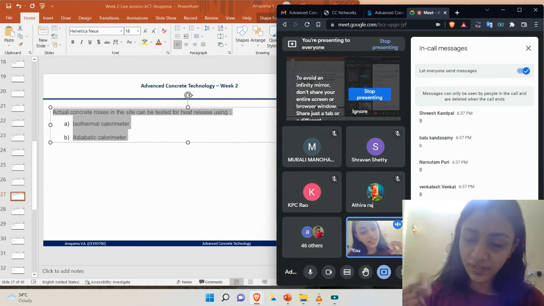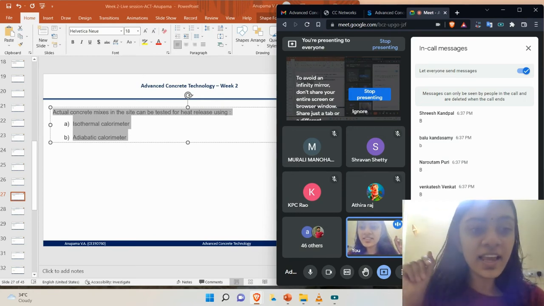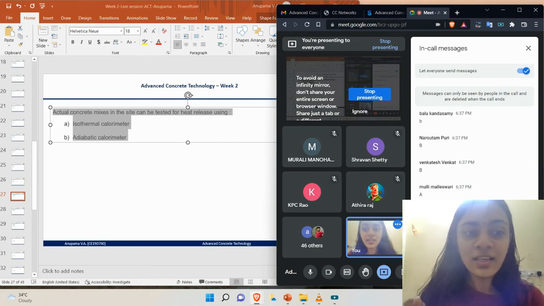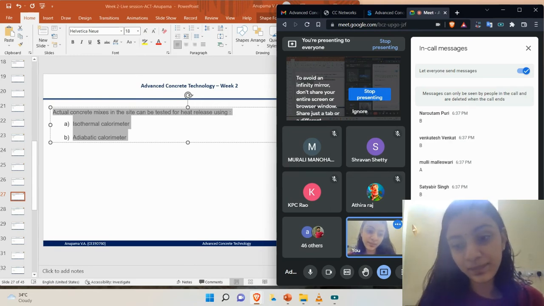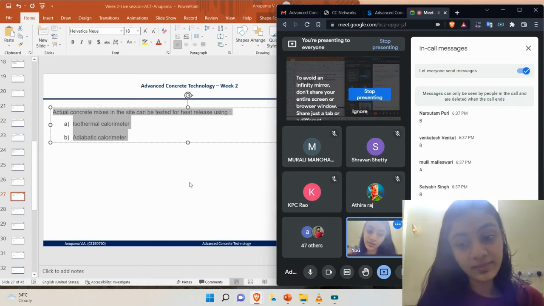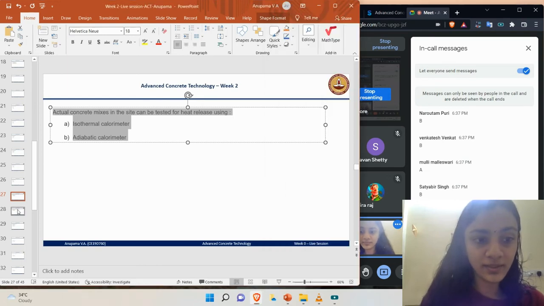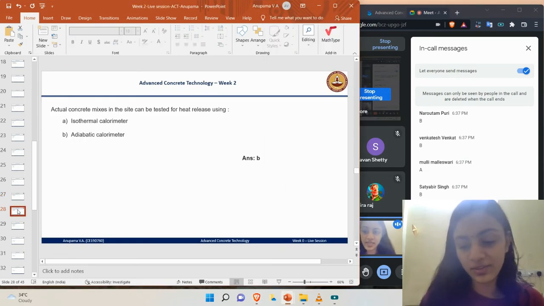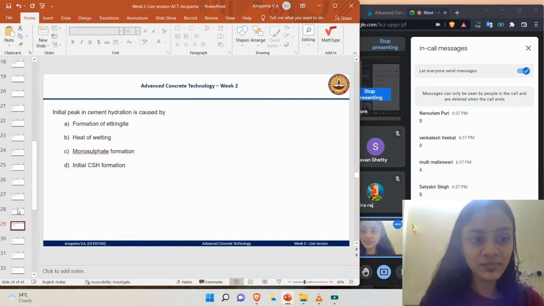Here I don't think we need to wait. The correct answer is adiabatic because isothermal is used for checking the heat release of paste alone, not for concrete. So when we need to check for concrete, we have to go for adiabatic. When it comes to paste, we can use isothermal. So the correct answer is B, adiabatic calorimeter.